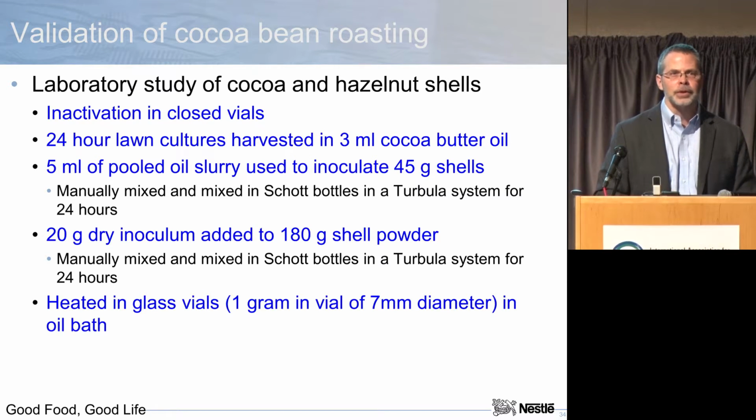So we started off wanting to do a nice trial in closed vials. So we looked at cocoa, we looked at hazelnuts. We took a lawn of Salmonella cultures. We pooled it in an oil slurry. We inoculated a shell powder from the nuts and almond shells, and also from cocoa shells, and we heated them in glass vials. This is the easiest way to do it, and here's what we found.